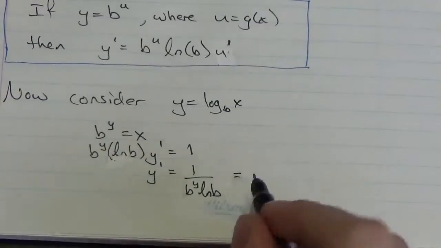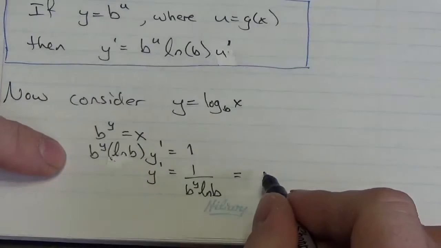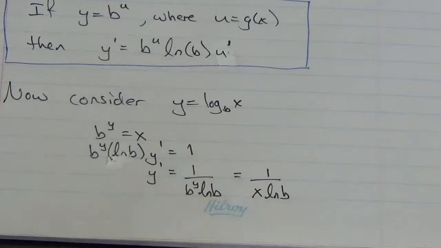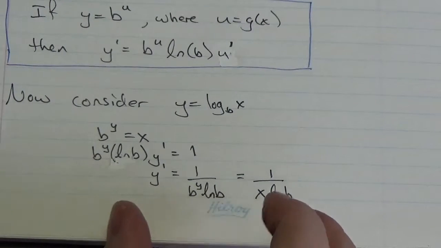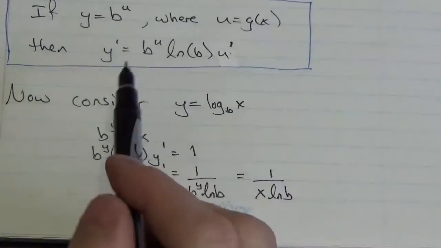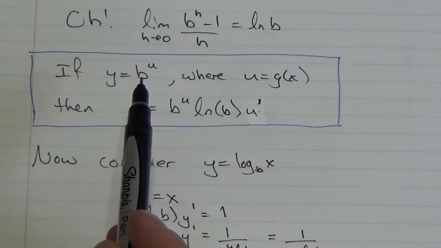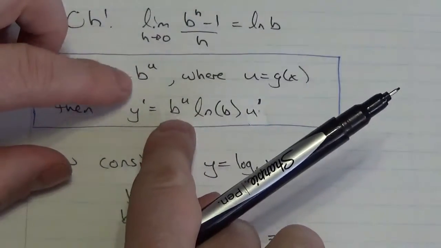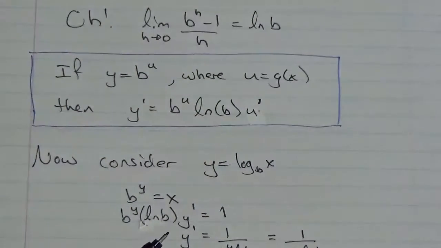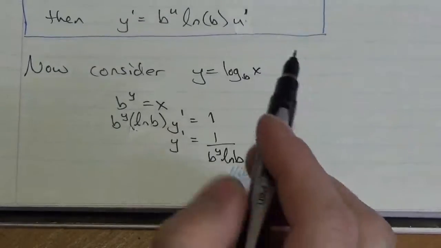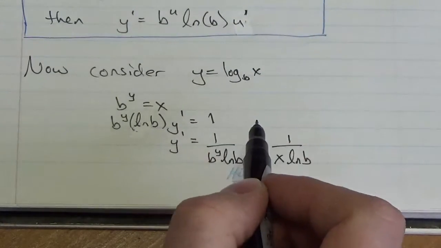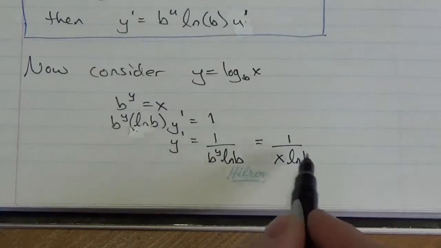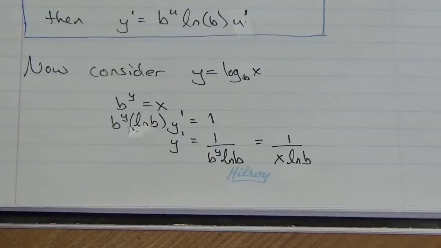And now let's think about that. We already know that b to the y is equal to x. And so the answer here is 1 over x natural log of b. Isn't that interesting that that is the way that works? So when you're taking the derivative of an exponential function where the base isn't e, you treat it the same way. The derivative of the exponential function is itself multiplied by the natural log of its base. On the other hand, if you're taking the derivative of the log base b of x, it's still 1 over the argument, but then you're going to divide by the natural log of that base.